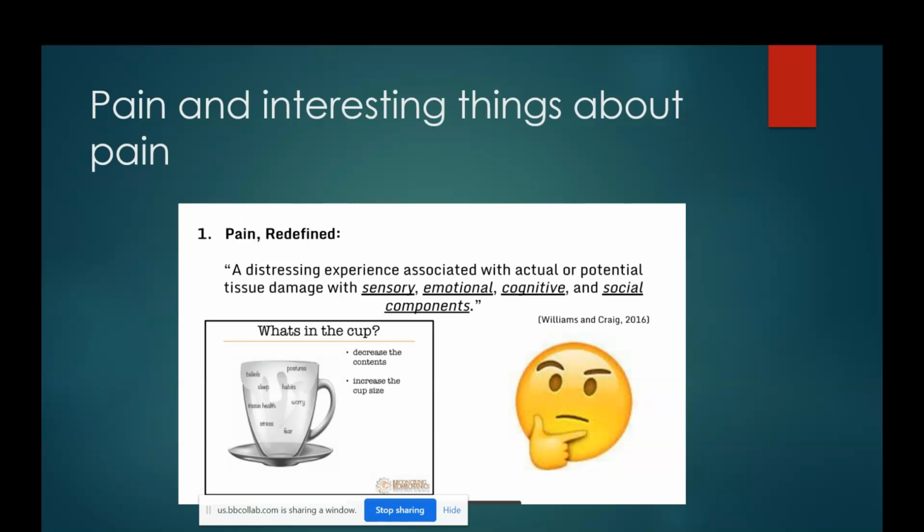So what is pain? Pain is a distressing experience associated with actual or potential tissue damage with sensory, emotional, cognitive, and social components. This is a more recent definition of what pain is. And one thing that's pretty interesting is a distressing experience associated with actual or potential tissue damage. So somebody can experience pain without actually having tissue damage, or they can experience pain with having tissue damage.